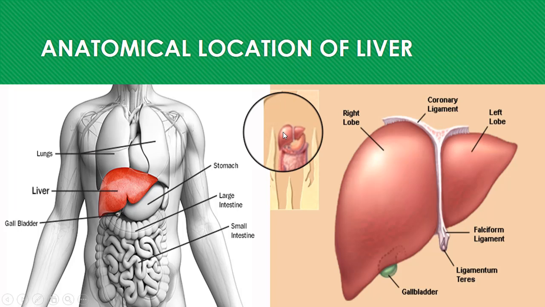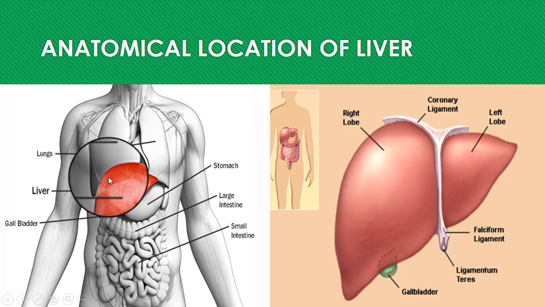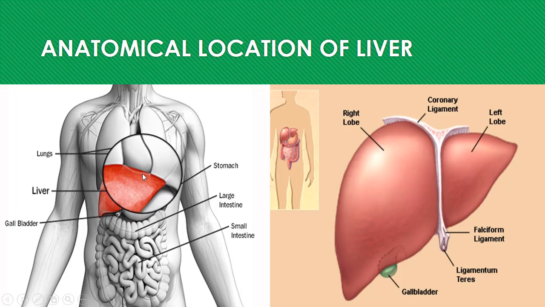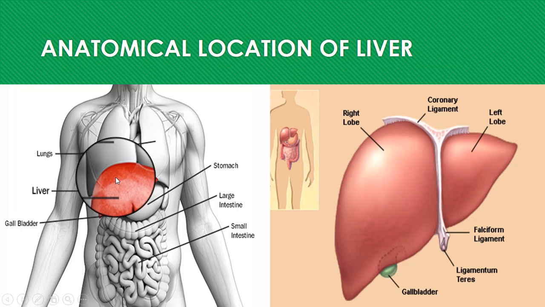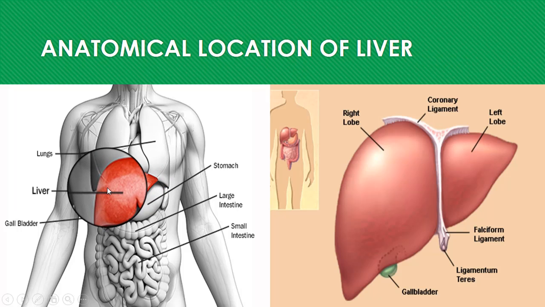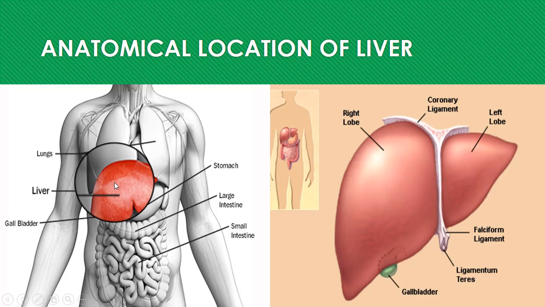This largest gland of the body, which is called the liver, performs many functions across a wide range. What is the anatomical position here, or you can say anatomical location? The liver is predominantly located in the right hypochondrium and epigastric areas, and a little bit of it extends into the left hypochondrium. So this is the exact anatomical location of the liver in the human body, in the abdomen. So this was all about the anatomical location.